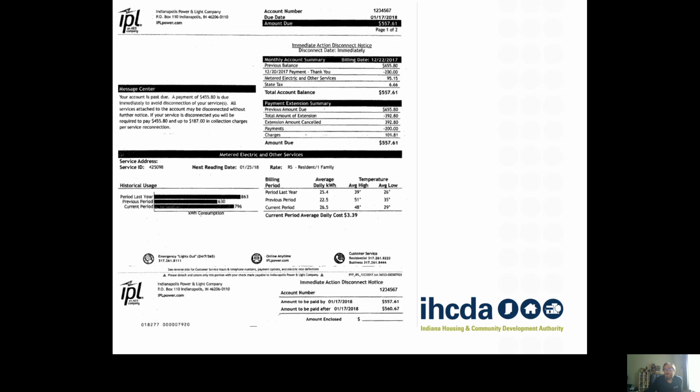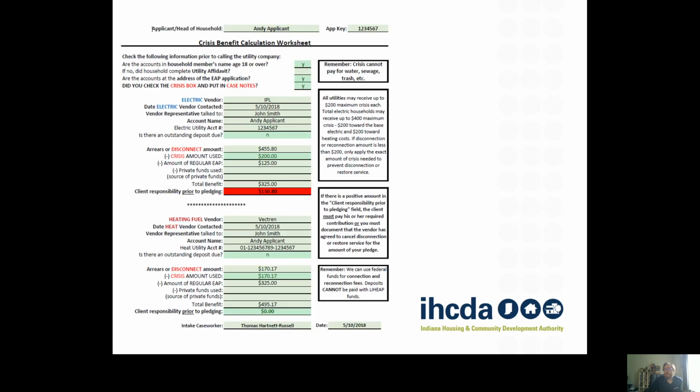So in this case, this is a January bill, if you look at the top. So this would be within moratorium. And so just verifying that they submitted an application and that they do qualify should be enough to stop that disconnection. And we would want to give that full $200 crisis along with $125 regular. And that is exactly what this shows.